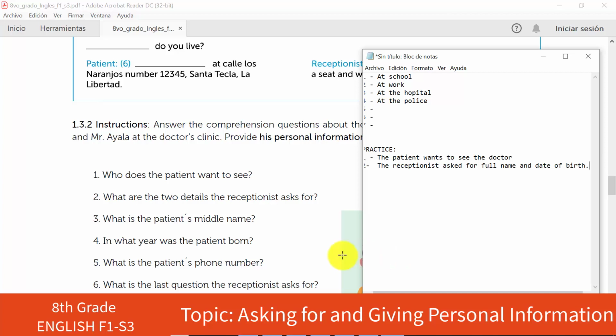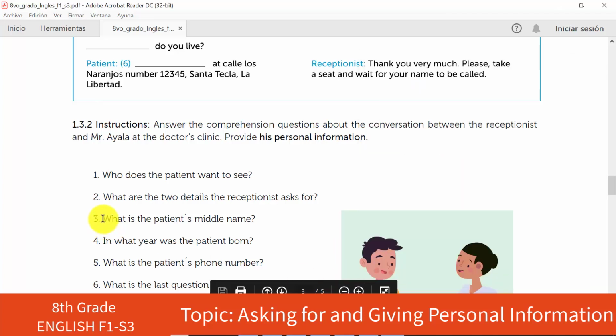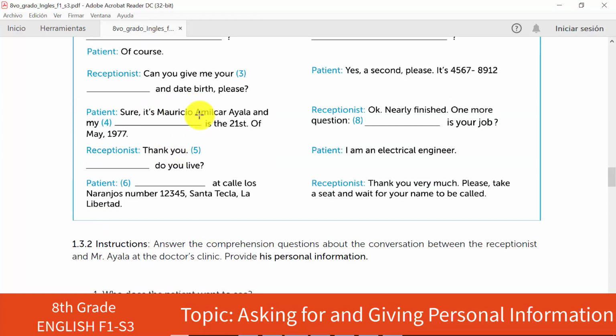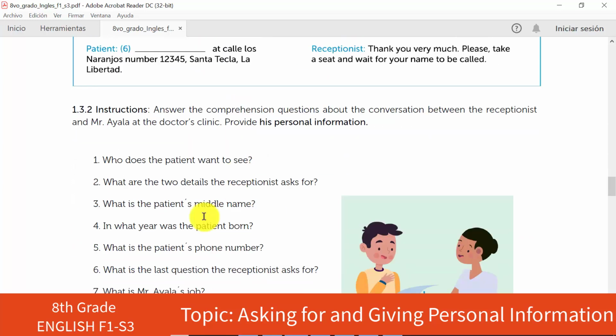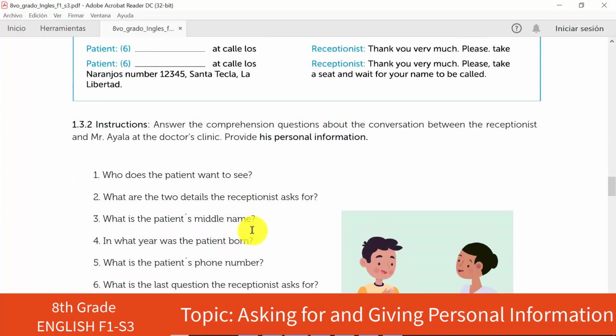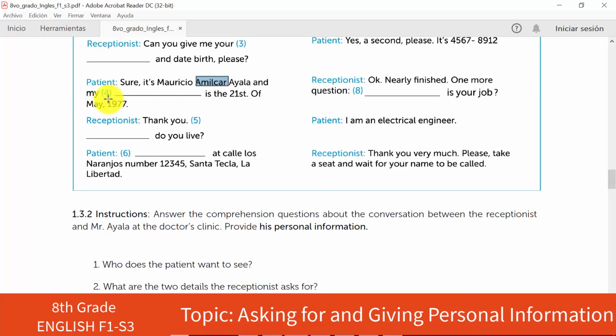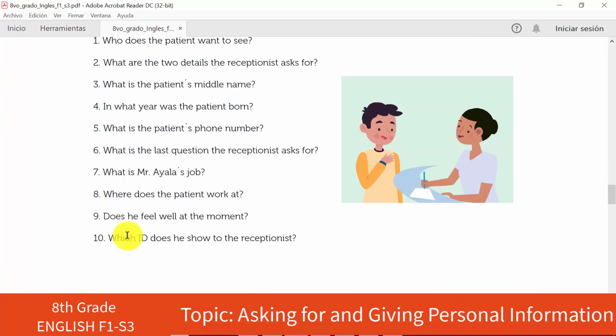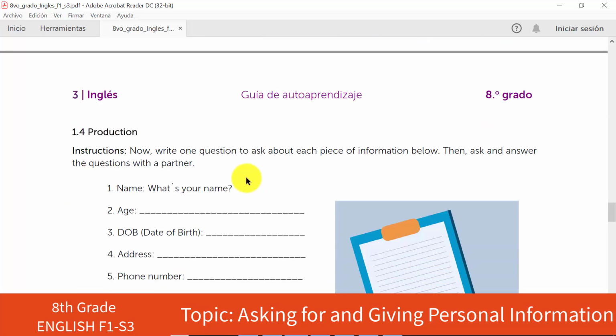Ya hice las primeras dos, ¿ok? Ahora a usted le toca hacer las demás, ¿ok? What is the patient's middle name? ¿Cuál es el middle name del paciente? The patient's middle name is Amilcar, ¿ok? Number 4, in what year was the patient born? In 1977, ¿ok? So, basados en esta conversación que usted ya completó, respond these questions. Responda a estas preguntas. Okay?